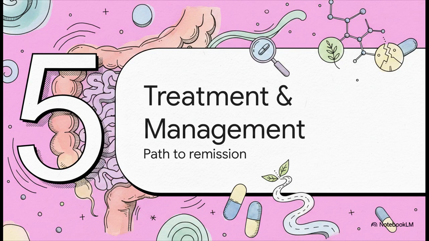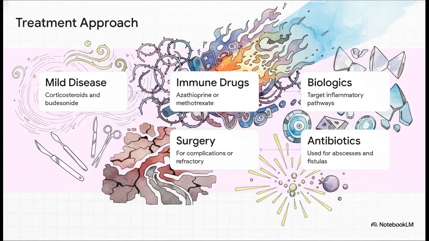Moving on to Section 5, Treatment and Management Strategies. Let's talk about the path to remission. We generally manage this using what we call a step-up approach. Think of it like climbing a ladder. For mild disease, we start on the bottom rung with corticosteroids like budesonide. If the patient is refractory to that, we step up to immunomodulators like azathioprine or methotrexate.